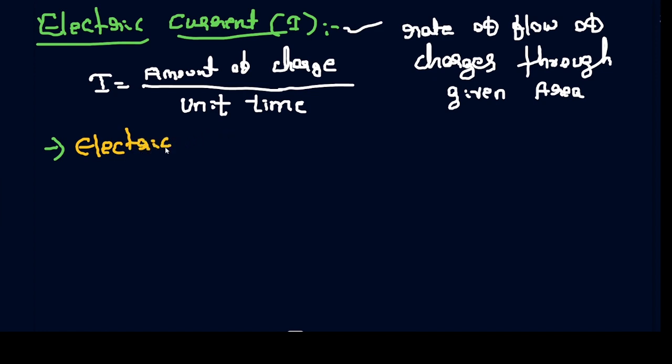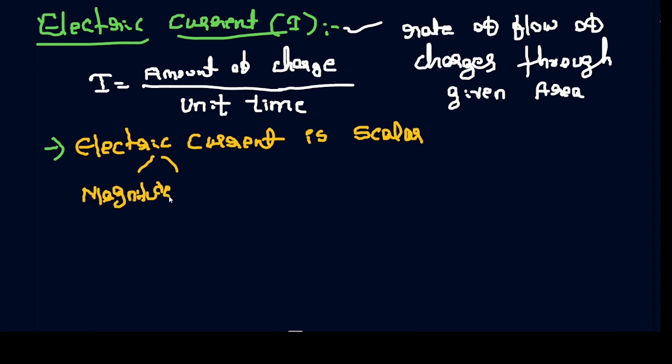So we simply say 5 electrons are going through this area and 10 electrons are going through this area, right? So that means 10 electrons is a magnitude. So electric current has both magnitude and direction, but still it is a scalar quantity. Electric current is a scalar quantity, but still it has both magnitude and direction. Okay. Now what about the units?